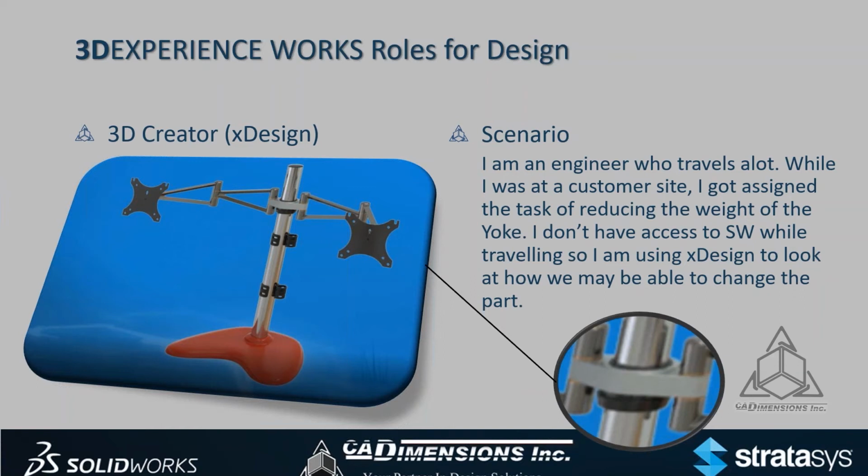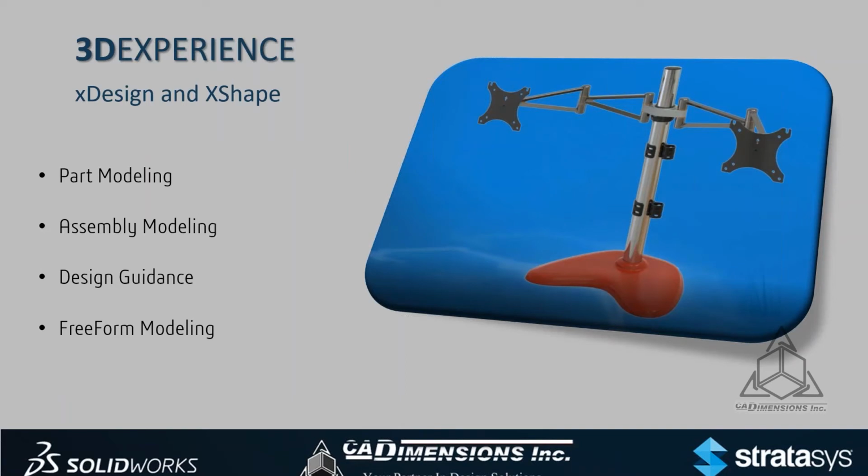So let's see how we can introduce xDesign and xShape, the 3D Creator and 3D Sculptor role, to show you what this might look like. We're going to go through four different steps to introduce these. I want to talk about part modeling in xDesign. We're going to get into the assembly modeling. And then when we talk about new technology and new techniques, I'm going to introduce something called design guidance. And then we're going to pass it over to Tom to show you the freeform modeling. So let's go ahead and get started on the part modeling.